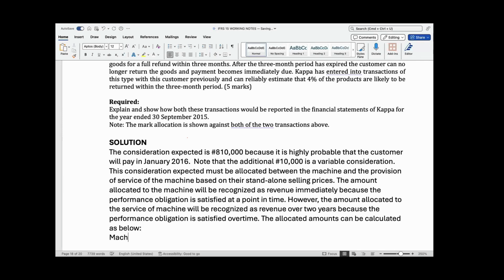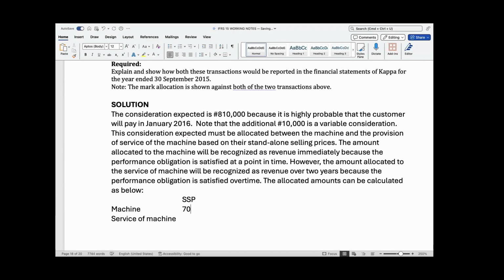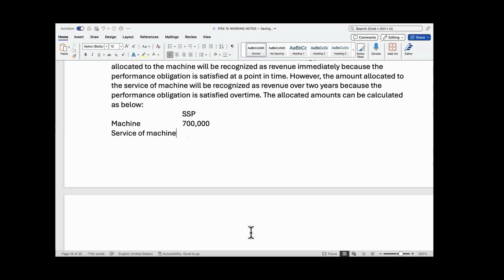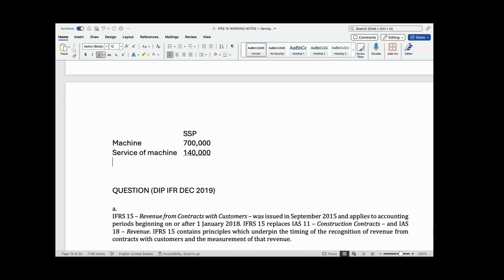So the machine and service of machine. Their SSP, standalone selling price, for the machine is 700,000. For this one is 140. Let me just go to the next line. The addition of the two is 840. The proportion will be 700 divided by 840. I hope you have your calculator. This is 140 divided by 840. You have a calculator.